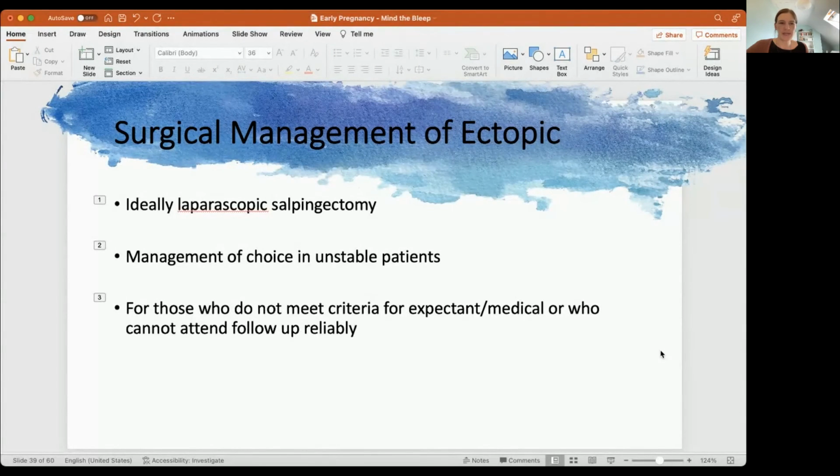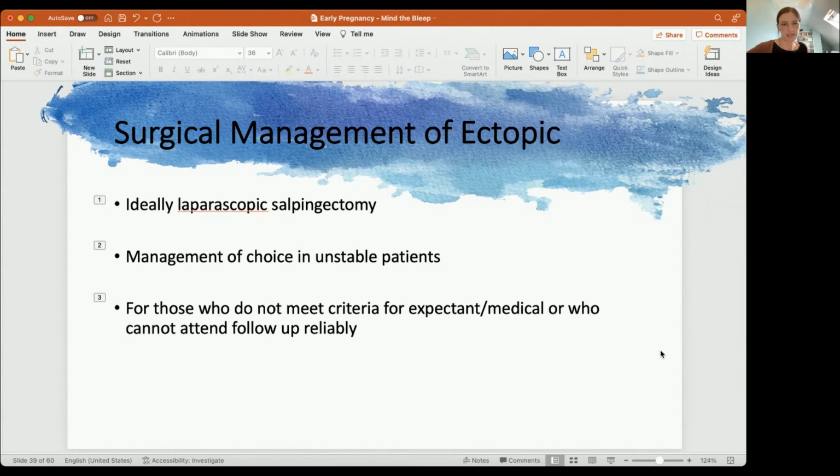Surgical management is basically salpingectomy generally, ideally laparoscopic. If the other tube is also damaged, or they've already had a tube removed for some other reason, then we can do salpingotomy, which is basically just removing the pregnancy from the tube, but the tube will still be very damaged after that. So that's not really going to be great for their fertility, but we can do that if the other tube is gone for some other reason. But if the other tube looks healthy, then we just remove the tube altogether.